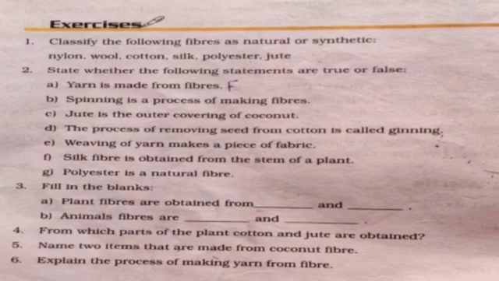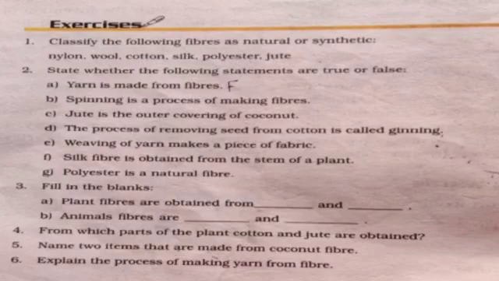Second question is state whether the following statements are true or false. First, yarn is made from fiber. Yes, that is true. Second, spinning is a process of making fiber. False. Third, jute is the outer covering of coconut. That is also false. D. The process of removing seed from cotton is called ginning. That is true. Then E. Weaving of yarn makes a piece of fabric. That is true.